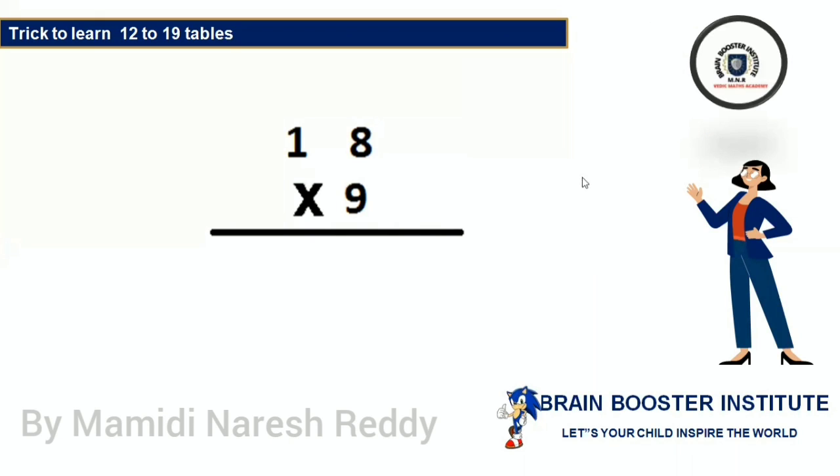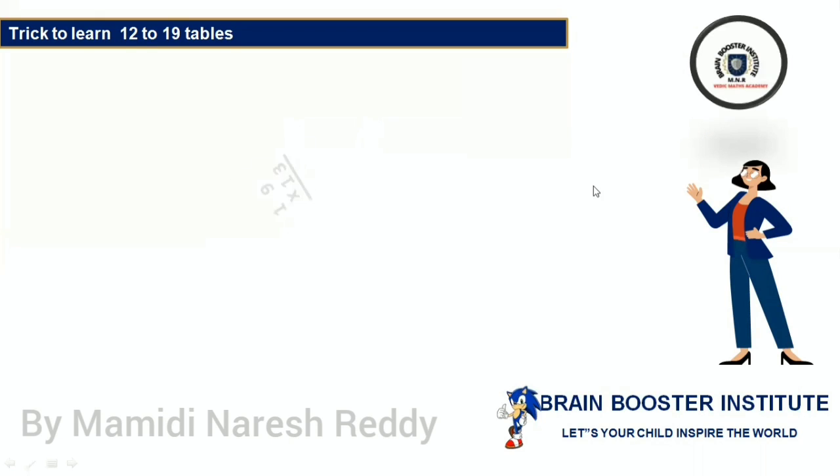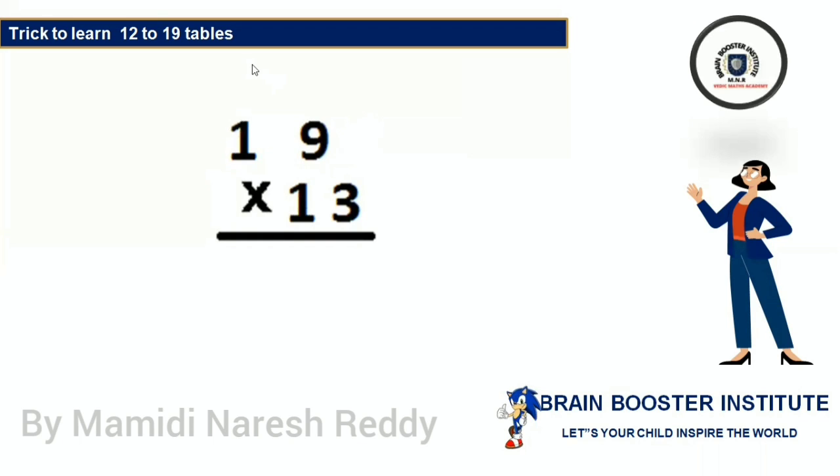A little bit I increase the difficulty level, my friends. See here, 19 into 13. I think you got the difference between the previous two problems and this problem. What is the difference you found? In the previous problem, a 2-digit number was multiplied with a 1-digit number, but here a 2-digit number with a 2-digit number. So we are learning the 19 table now.